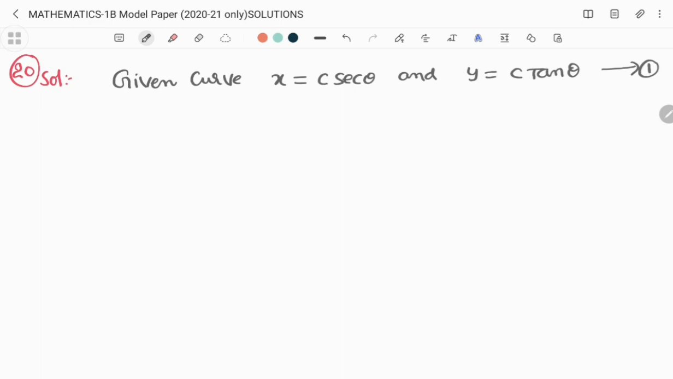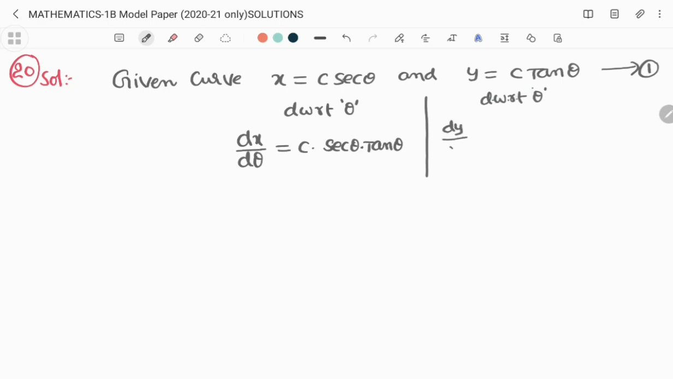To get the slope of this curve, we need to do parametric differentiation. So differentiate with respect to theta. dx by d theta is equal to c constant, d by d theta of secant theta is secant theta into tan theta. Next, here also differentiate with respect to theta. dy by d theta is equal to c constant, d by d theta of tan theta. d by dx of tan x is secant square x, so d by d theta of tan theta is secant square theta.